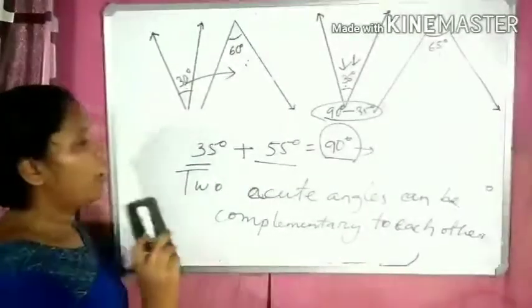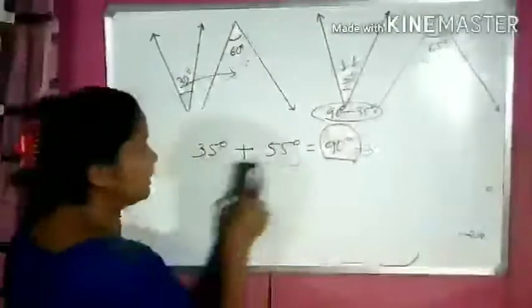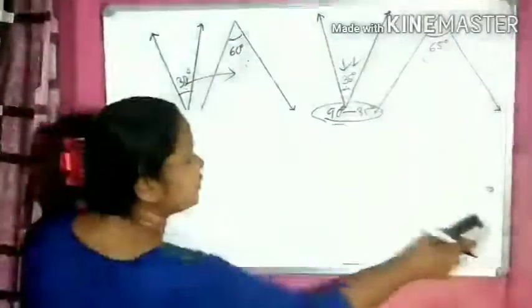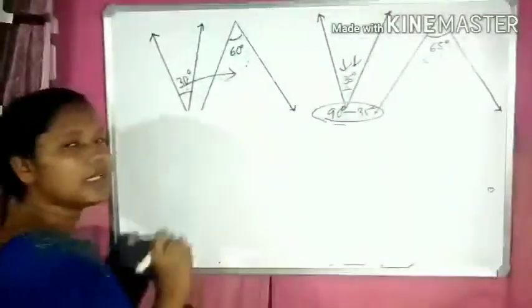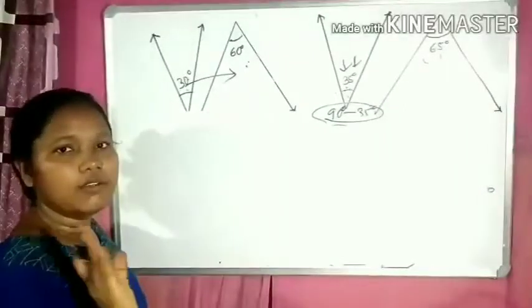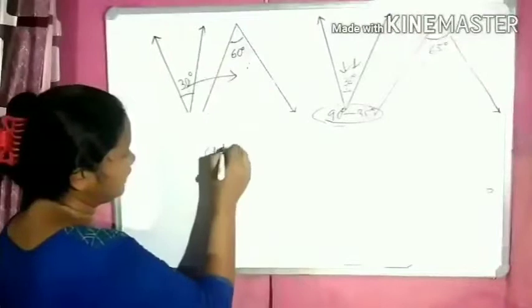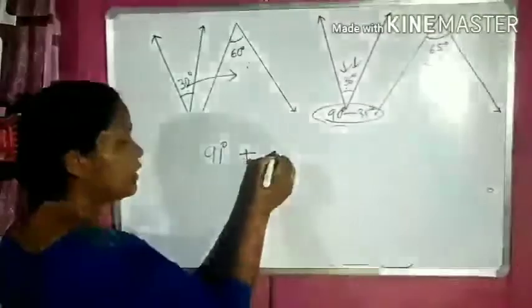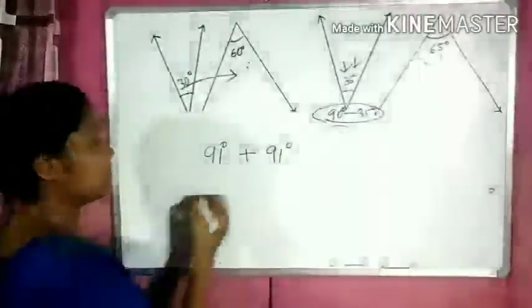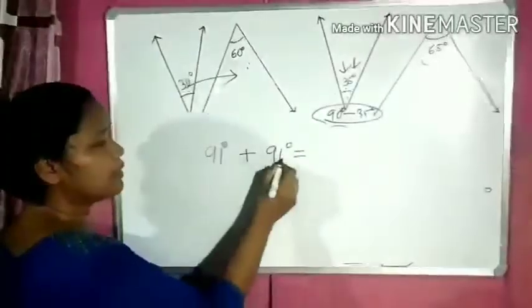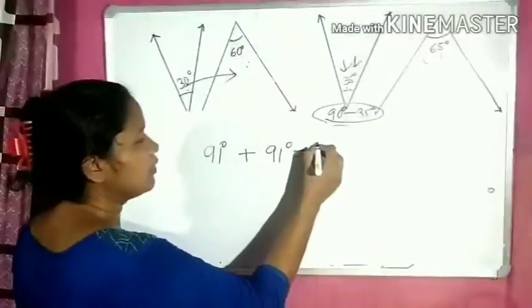Next we'll see obtuse angles. An obtuse angle is what? The angle which measures more than 90 degrees. I will take 91 degrees plus another 91 degrees. What am I getting? 91 plus 91 equals how much?